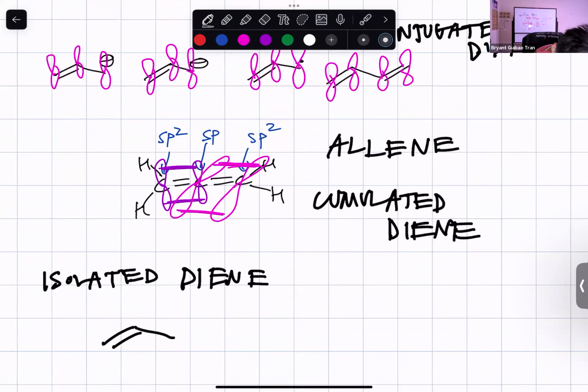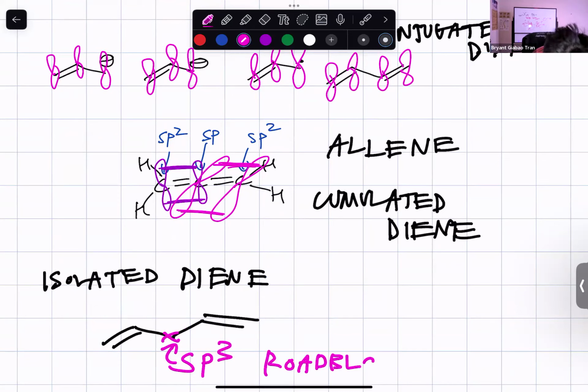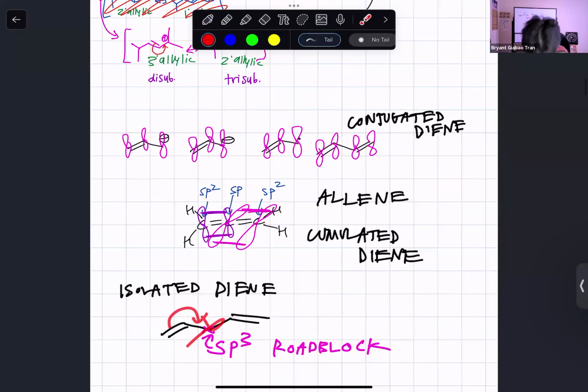Something like this, right? Where there is an sp3 roadblock blocking the resonance train, right? Can't do resonance. Okay.